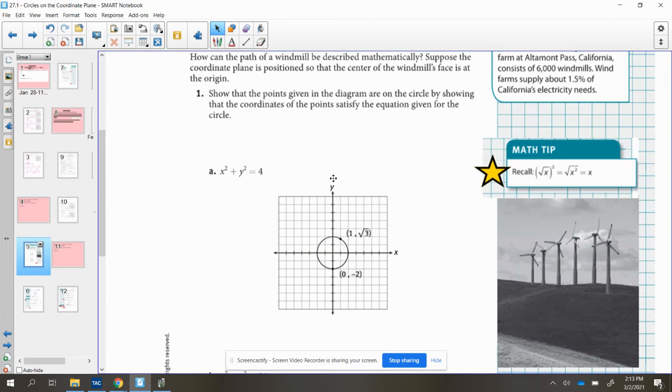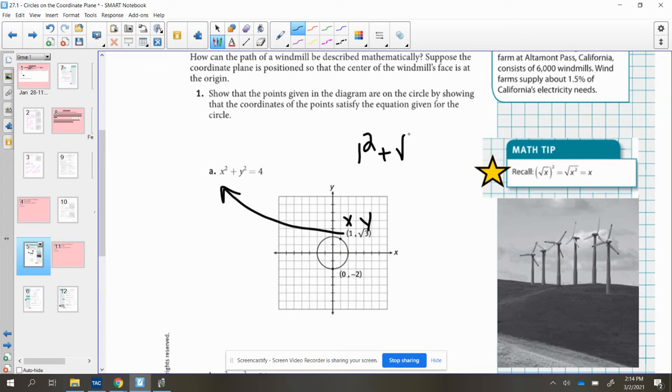So to prove that these do in fact lie on our circle, what we need to do is plug in these values for x and y to test. So we're going to plug them into the equation that's given. So 1 squared is going to get plugged in for x squared plus the square root of 3 squared. Square root of 3 gets plugged in for y, and we're double checking, does this in fact equal 4? Right, that's the question of the day.